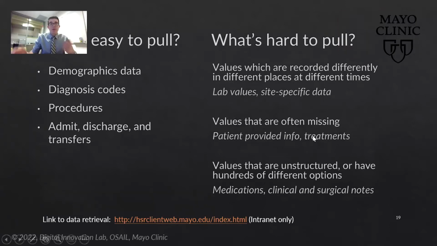A few examples of things that can be a little more difficult. And by difficult, I don't mean impossible. I just mean somewhat more time consuming. If you think about values that are going to be recorded differently in different places at different times, it's often difficult for us to zero in on the data that we need. For example, sometimes different labs in Florida will record values differently than in Rochester. Essentially that makes us have to pull the data twice, once in the Florida data set and once in the Rochester data set.